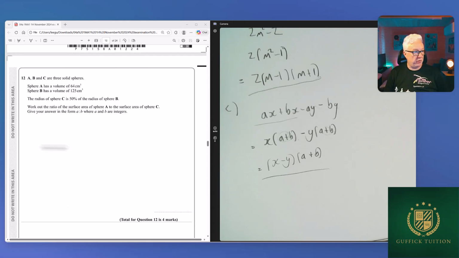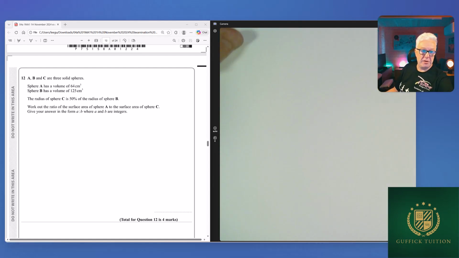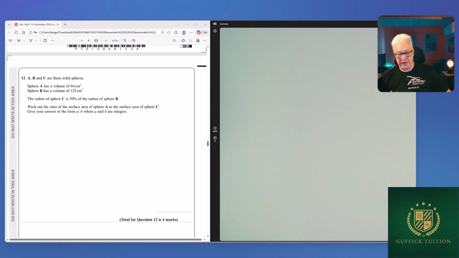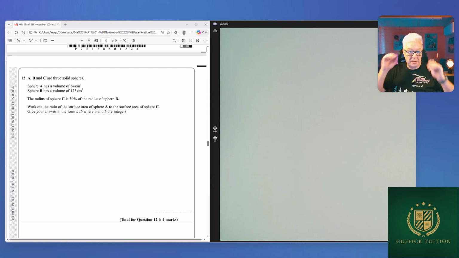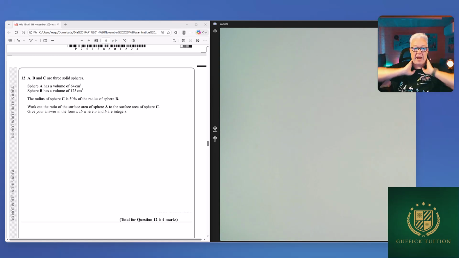Okay, question 12, what have we got? It says A, B and C are 3 solids. The spheres, rather. A has a volume of that, B has a volume of that. The radius of C is 50% the radius of sphere B. Work out the ratio of the surface area of A to C. Give your answer in the form A to B.